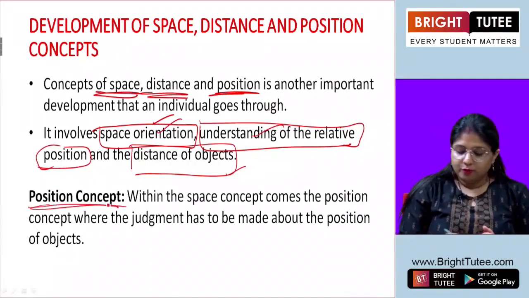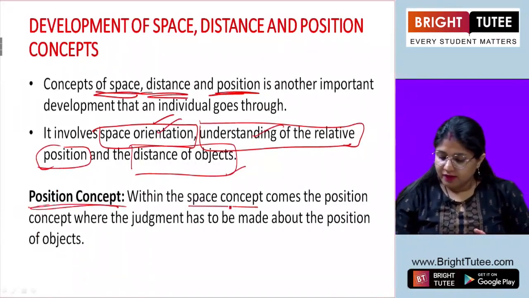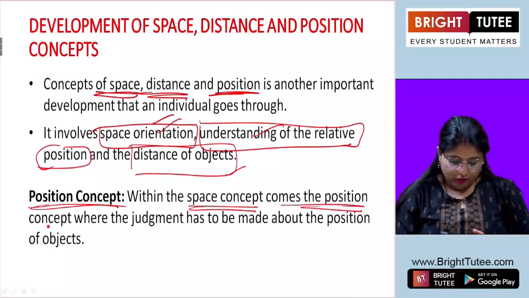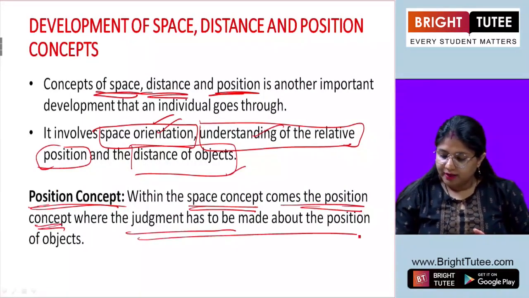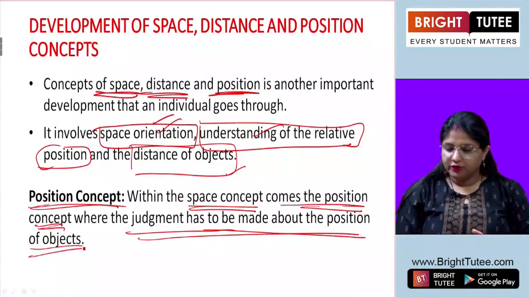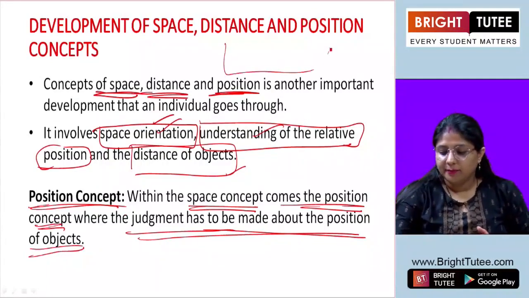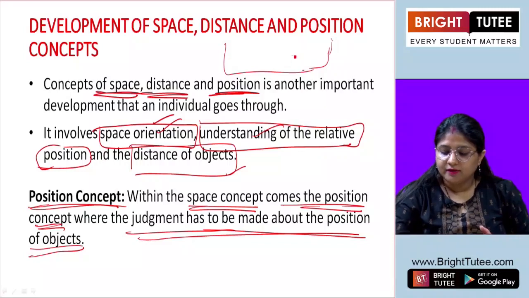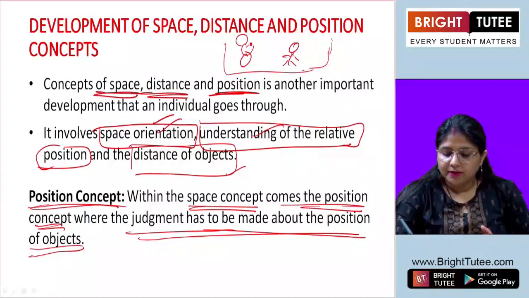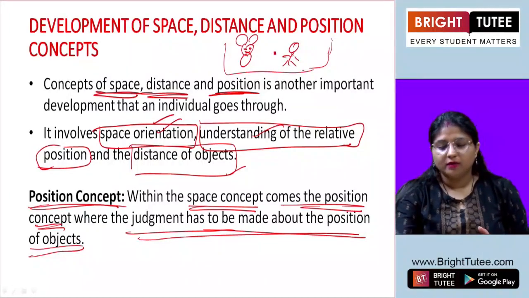First, let's talk about position concept. Within the space concept comes the position concept, where the judgment has to be made about the position of an object. Let's say there is a child in a crib, right? Over here, this crib is the space. Within the crib, there is the child, and then there is a teddy bear. Teddy bear is the child's toy.